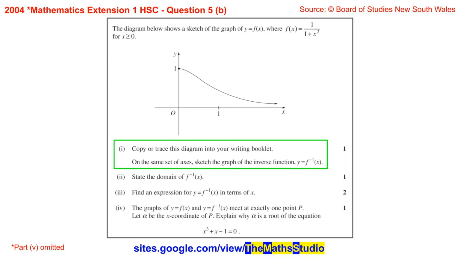Question 5b. The diagram below shows a sketch of the graph of y equals f of x, where f of x equals 1 over x squared for x greater than or equal to 0. Part 1. Copy or trace this diagram into your writing booklet. On the same set of axes, sketch the graph of the inverse function y equals f inverse of x.